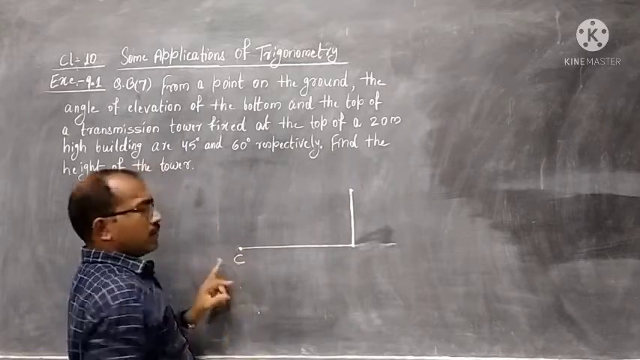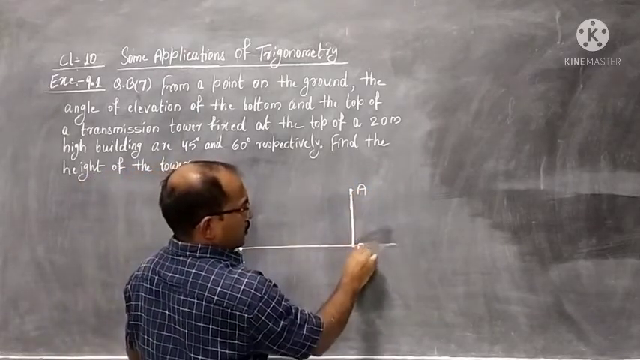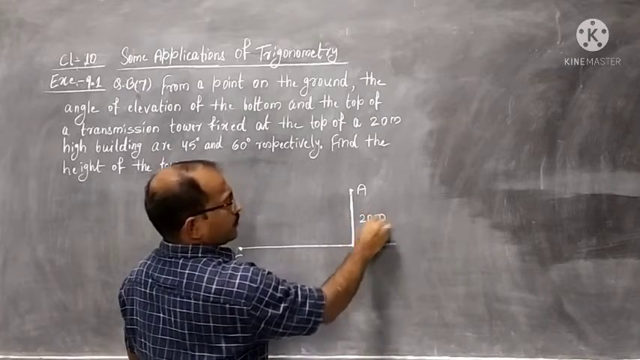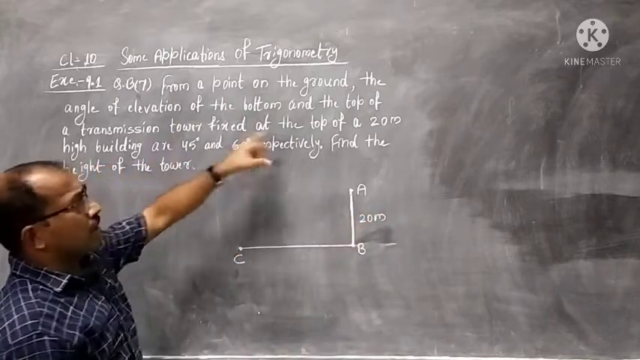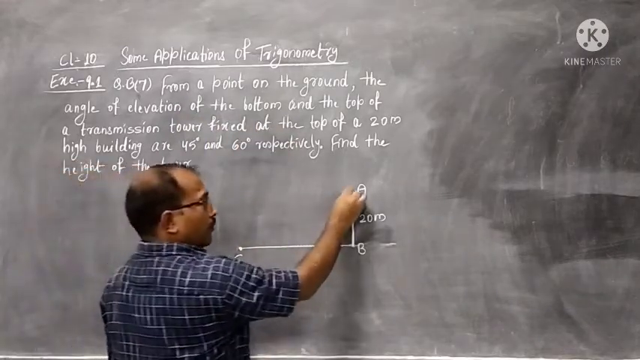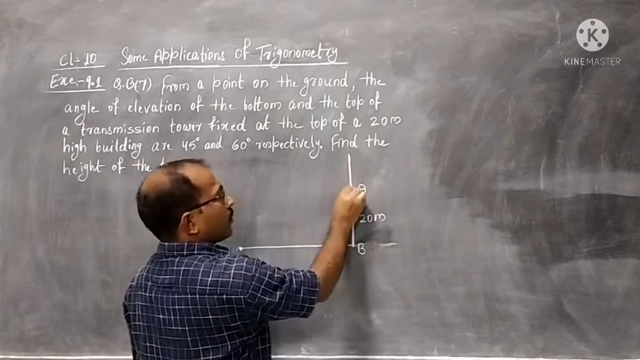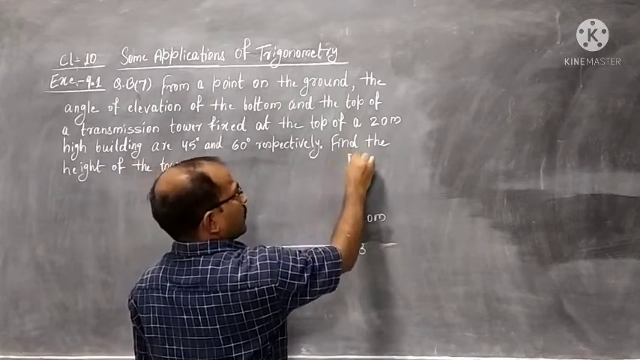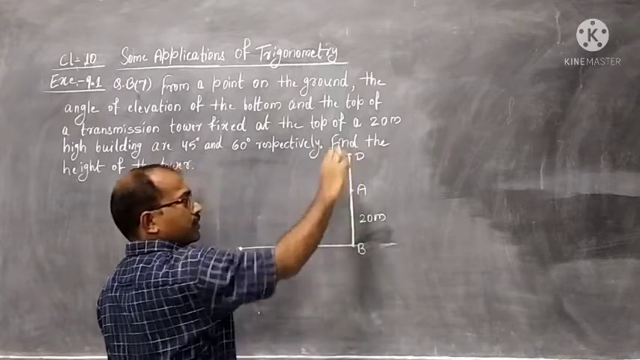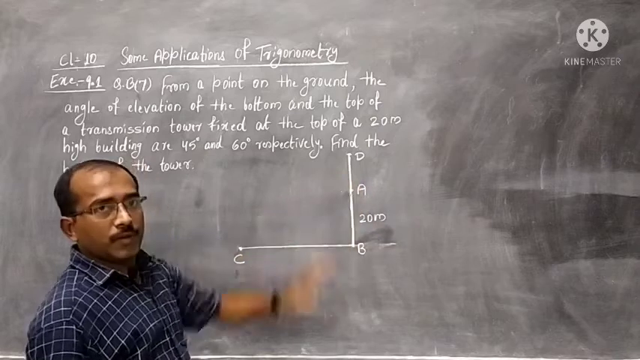Let us see, C is the point of observation. Building is AB, it is 20 meter, and the transmitter tower is fixed at the top of the 20-meter high building. So, now from here, this is the transmission tower from A to suppose D. This is the height of the transmission tower, on the top of the 20-meter high building.